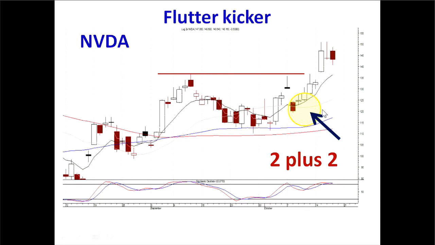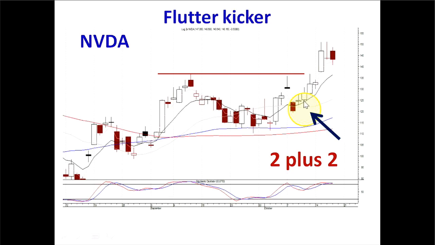So this is what we call 2+2 analysis. This was NVIDIA just here in the past week or so. Notice what we got right here. When it gapped up above this open, we were ready to start buying calls right here. Because if it opened positive, which way was it going to go? Was it going to go positive? What do we have? A bullish flutter kicker signal.